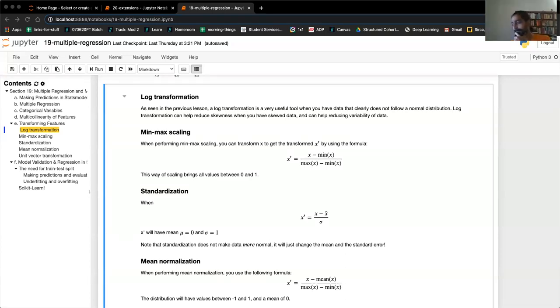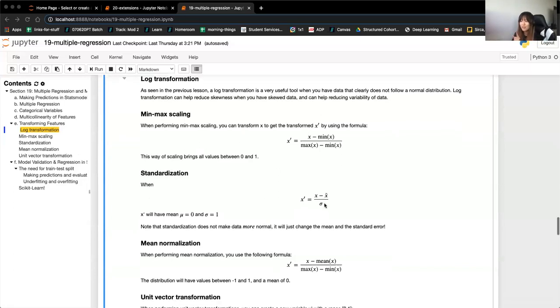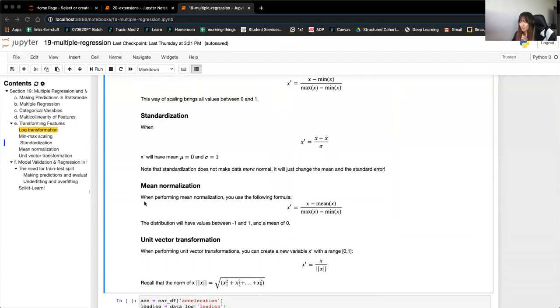Okay, awesome. So min-max scaling, you don't want to do it with outliers because it bounds your values between 0 and 1. Very similar to mean normalization and unit vector transformation, because all of these transformations have slightly different formulas, but they bound your values between either 0 and 1 or -1 and 1. And whenever you have bounded values, outliers just squish all your values together, if that makes sense.